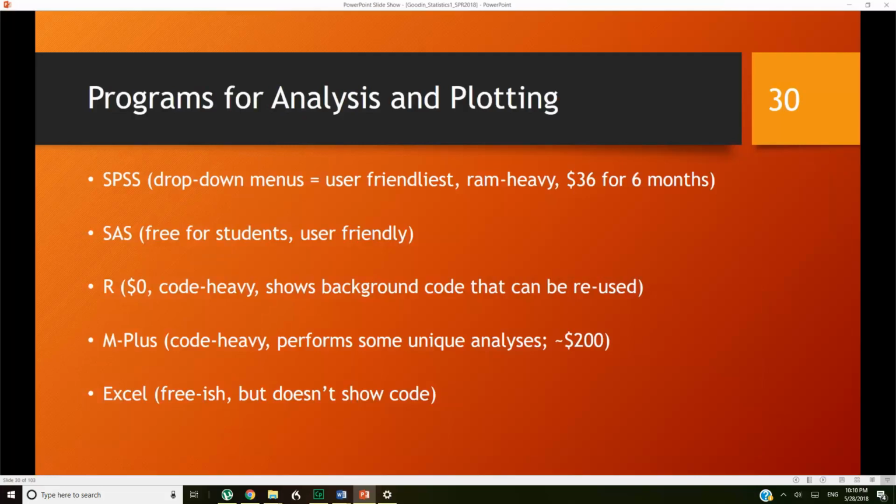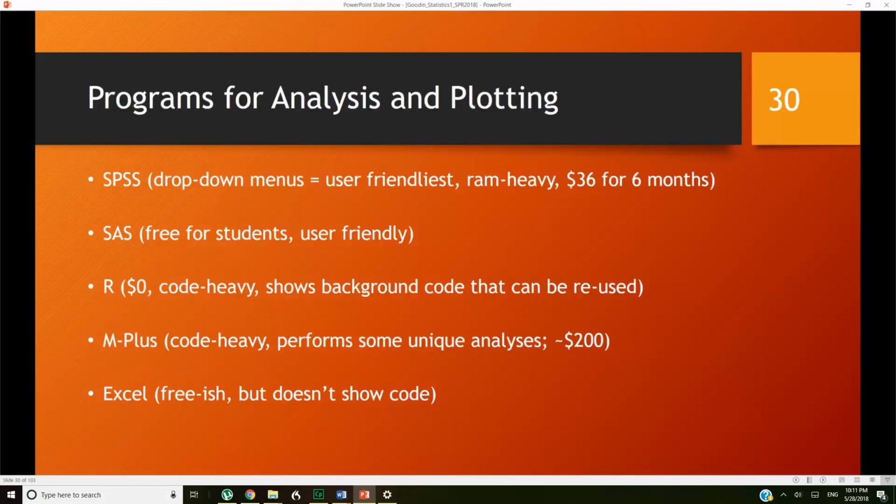While I won't go into this in great detail, I will point out that most of us as statisticians or researchers do not do most of our analyses by hand. Rather, we gain expertise with a statistical program or multiple programs, as different programs are useful in different ways. SPSS is a very robust statistical program that has drop-down menus and is very user-friendly. It does use a great amount of PC resources and is somewhat costly. A similar but less popular program is SAS. It is free for students and somewhat user-friendly.